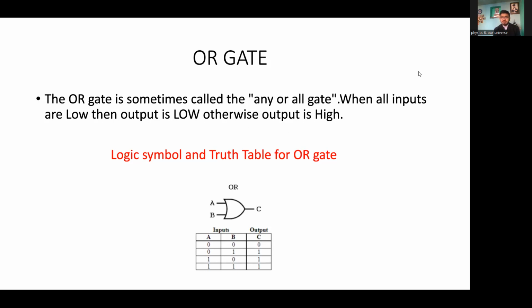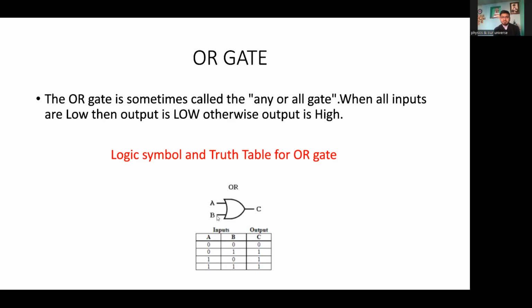In an OR gate, when all the inputs are low, the output will be low. When any one of the inputs is high, the output will be high. To get the output low, both terminals have to be low. Otherwise we get a high output on the OR gate. And this is the logical symbol for the OR gate.